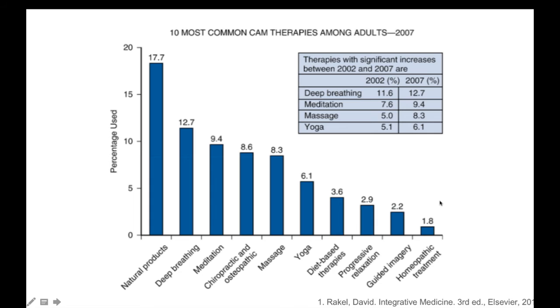And so this is a graph then of the most common complementary therapies in 2007. And you can see some include meditation, chiropractic care, massage, yoga, diet, relaxation, different kinds of guided imagery, homeopathic treatment. So these are some of the ones that are considered more alternative methods of treatment. But this is not an exhaustive list. We just wanted to show you what were the ones in 2007 that were most commonly being used.